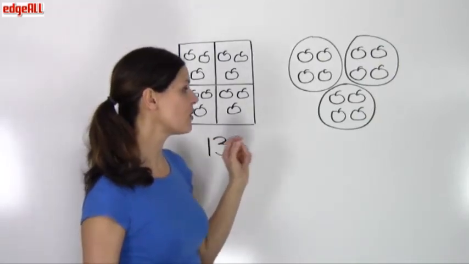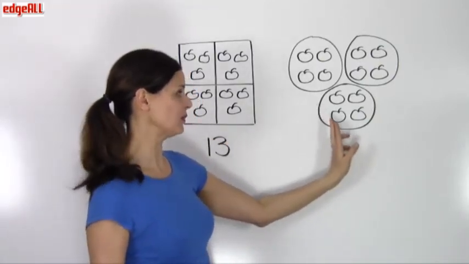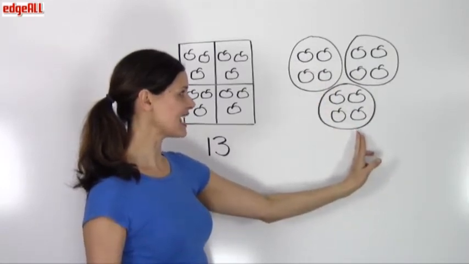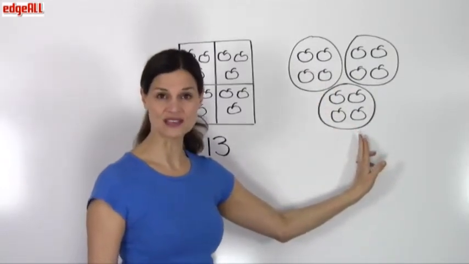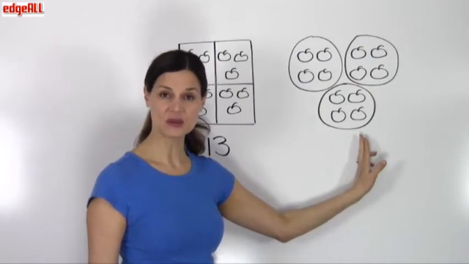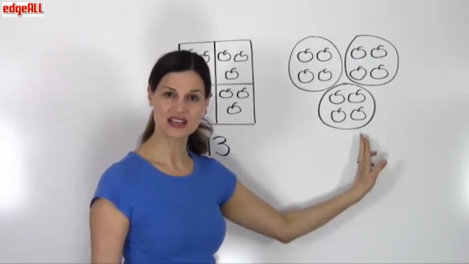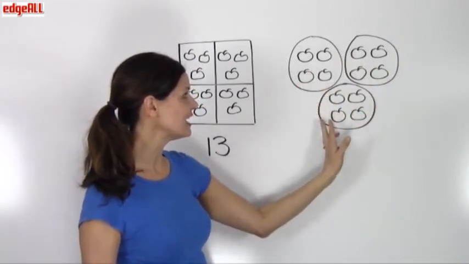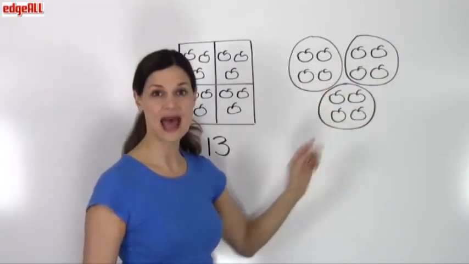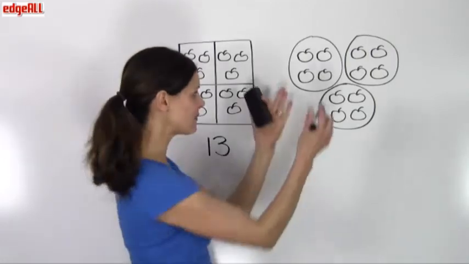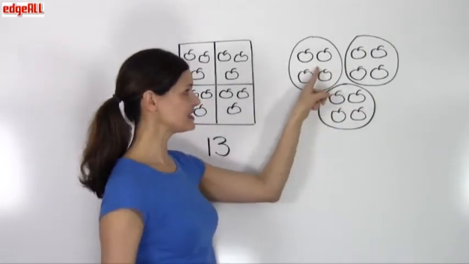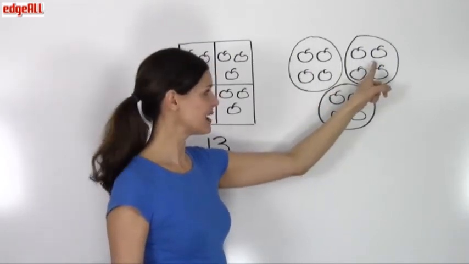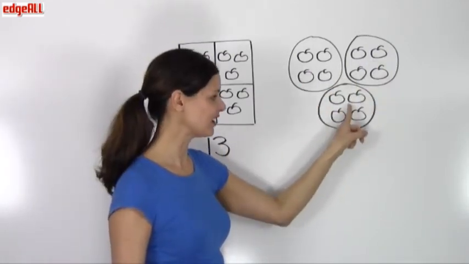There's also no way to make groups of 4 apples using all 13 apples. So in this case, I have my 12 apples in 3 groups of 4 each. And if I'm trying to find a way in this situation to add a 13th apple, I can't, because if I put a 13th apple here, this group will have 5 apples in it, and it can only have 4. The same would go here or here.